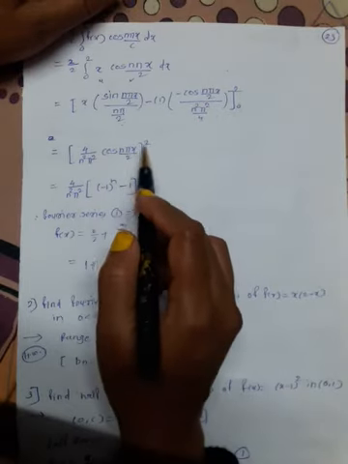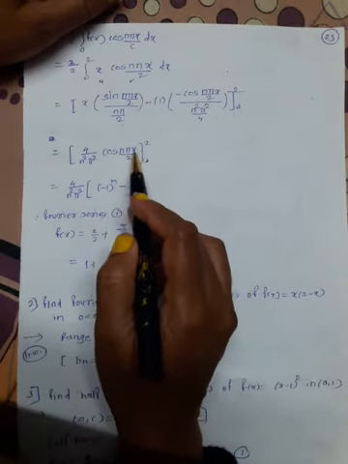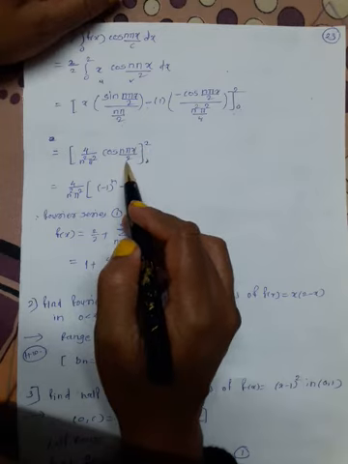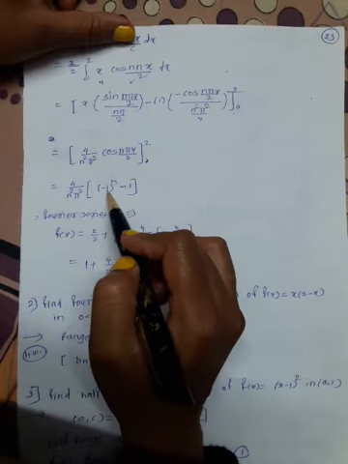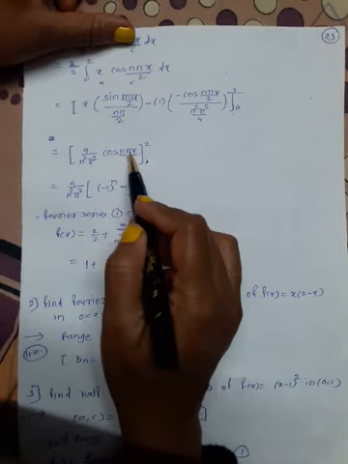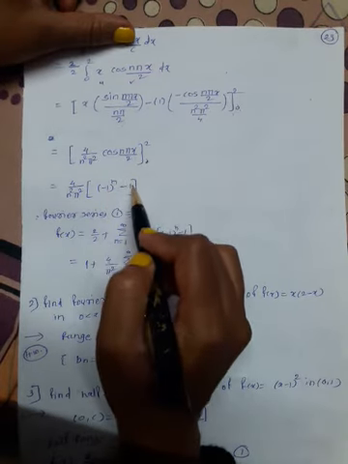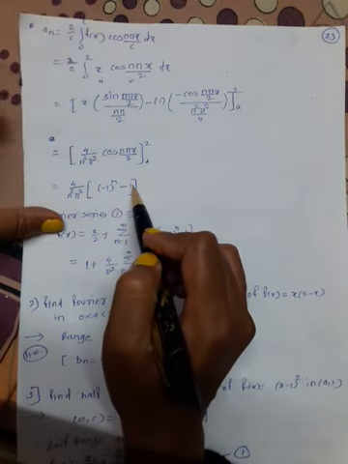Now put the upper limit 2 here. x exists here only. 2 gets cancelled. Cos of n pi is minus 1 raised to n. This is a constant, take it outside. Minus 1 raised to n for the upper limit, and for the lower limit cos 0, 0 into anything is 0, cos 0 is 1. This is the a n value.